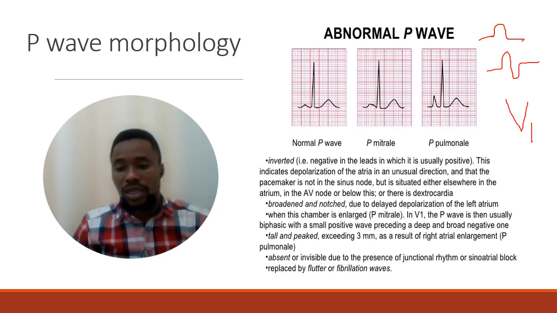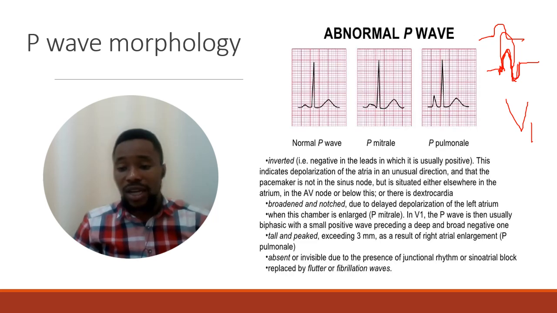Now, what again do you see in V1? This is in lead 2. What you see in V1 is that this first part is actually the right atrium. The second part is the left atrium, which means that when the SA node is depolarizing, it's located at the right atrium. So the right atrium depolarizes first. So in right atrial enlargement, this will be taller. It will be like 2 times of this.